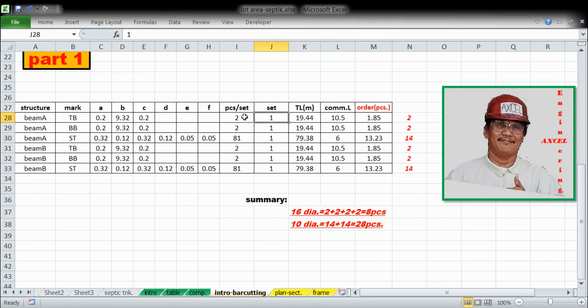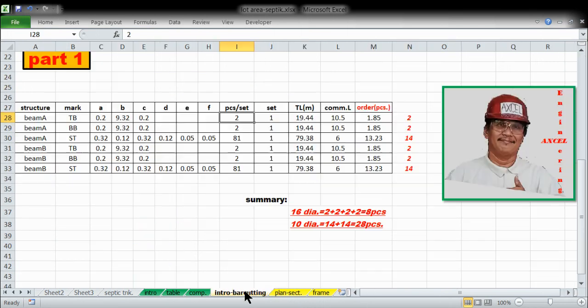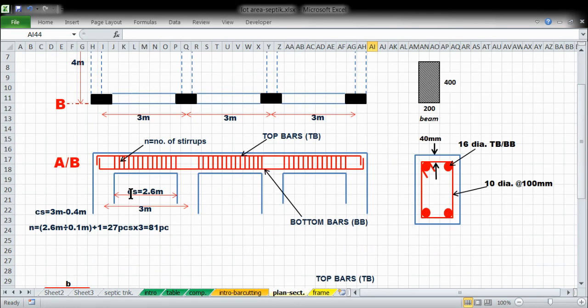So, where do we get 2 pieces per set? Here. 2. Okay, ang top bar, 2. Ang bottom bar, 2. Okay? Where do we get 81? Ayan. Malinaw. Ito yung galing. 2.6 divide spacing na 0.1, so equals 27 times 3. Okay?